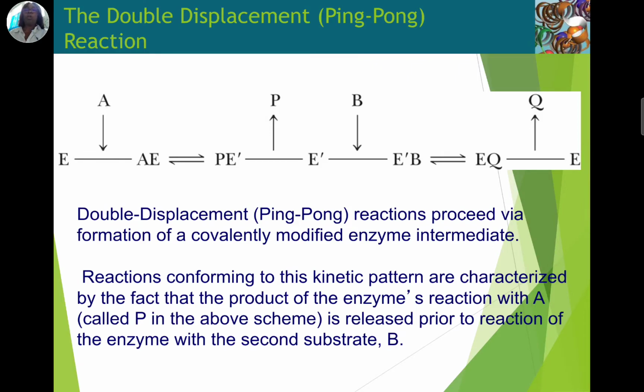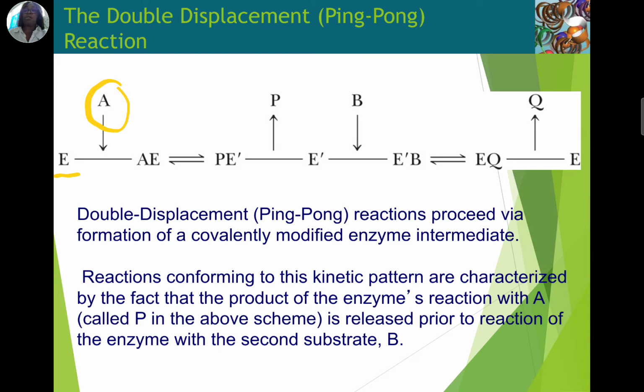Now we also have what we call the double displacement. In this case, you can also describe it as a ping-pong mechanism. It may seem complex, but let's simplify. So we start out with the free enzyme, which is always the case in reactions. You have to start out with the free enzyme because if the enzyme isn't there, the reaction is not going to happen. We then have substrate A.